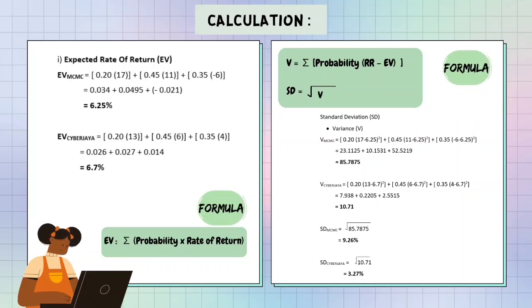For project Cyberjaya is 10.71. Now we can calculate for the standard deviation. So the formula is square root the total of variance. Then we will get the answer and make sure it is in percentage. Standard deviation for project MCMC is 9.26% and project Cyberjaya is 3.27%.